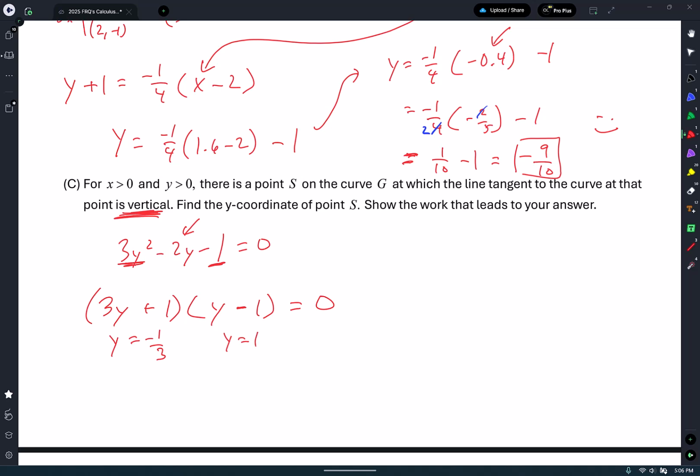And on this one, y equals 1. 1 minus 1 is 0. 0 times anything is 0. They told me here that y is positive, so this one's out. So there it is. Is that all they wanted?